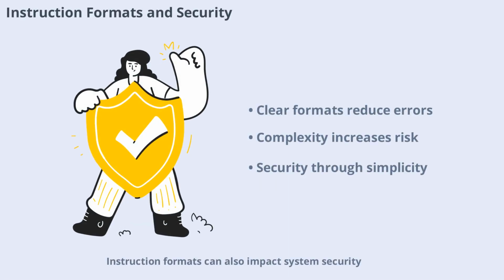Instruction formats can also impact system security. Well-defined formats help prevent errors and vulnerabilities, while ambiguous or overly complex formats can introduce opportunities for exploits. Security-conscious architectures often favor simple, consistent instruction formats to minimize risk.